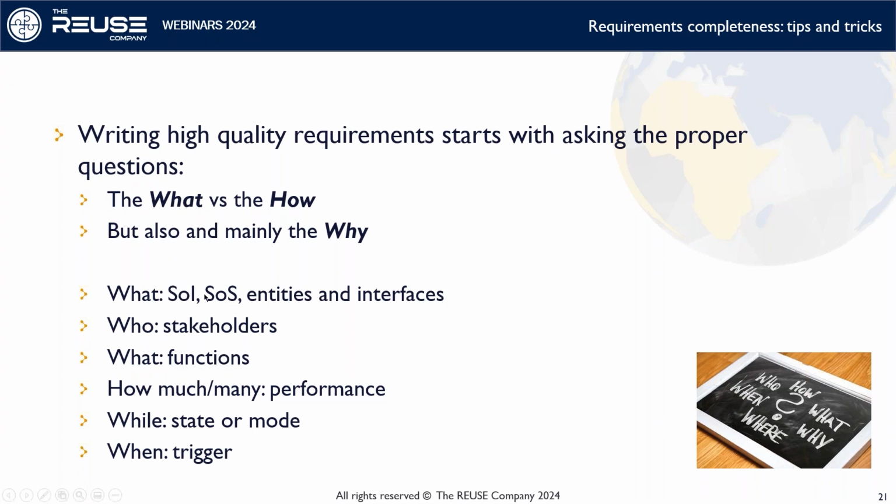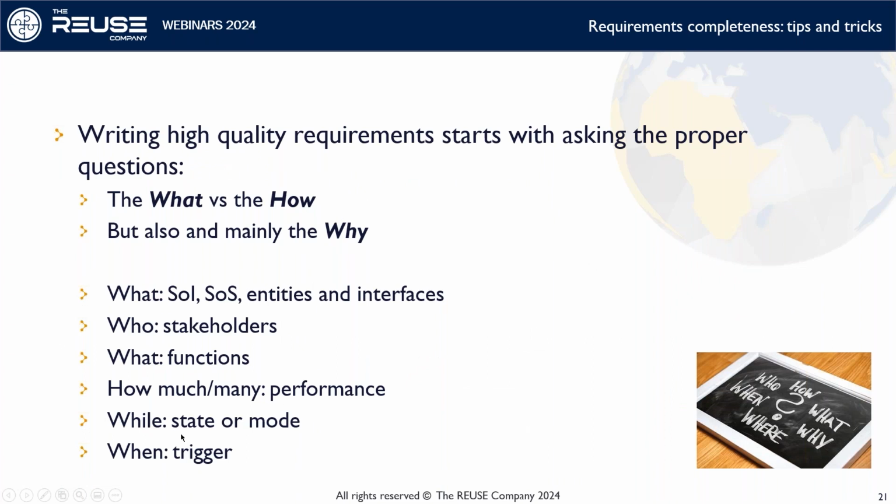So what subject, what system is performing the action, and what kind of action if we consider a functional requirement. How much or how many is related to the performance or property requirements, so defining, for example, a maximum value for power consumption or weight or any aspect that will define the boundaries for the design.